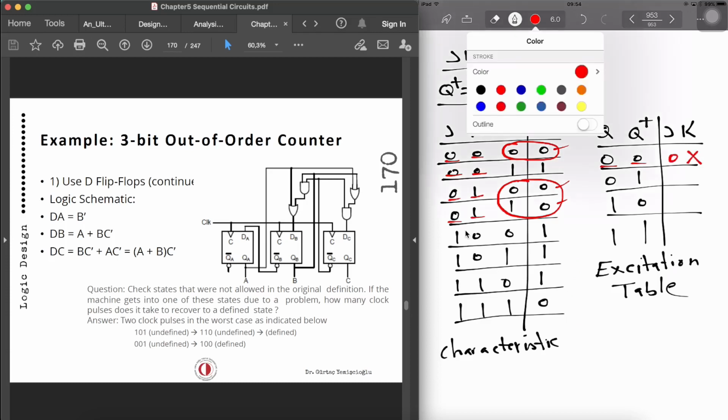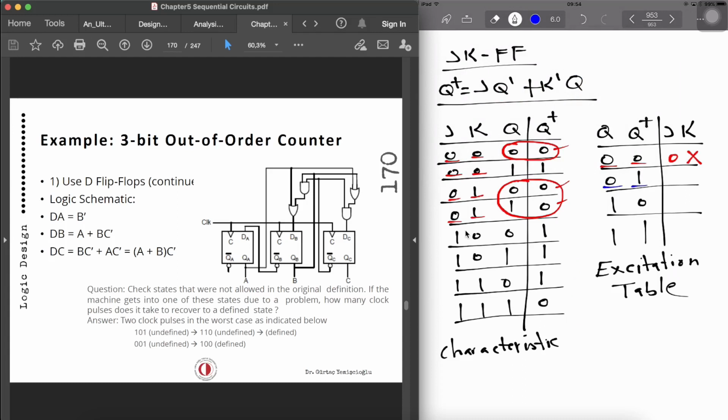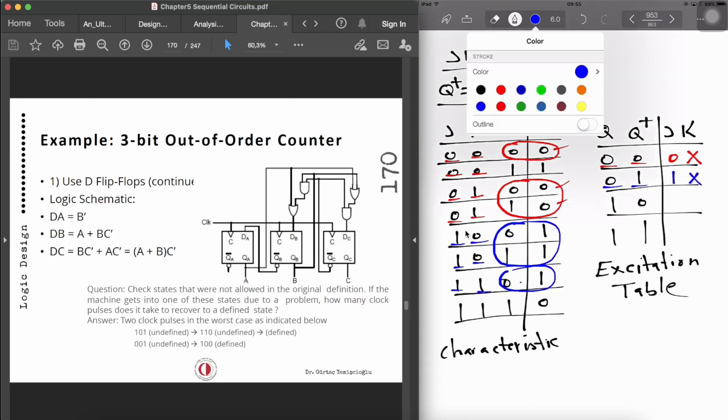Then we look at 0, 1. So the present is 0, next is 1. There are only 2 choices again. Either we are setting, so in both cases it's going to give you 1, or it's just a complement because the present is 0, next is 1. So in those cases, as you can see, J is 1, but K is changing. So 1 and X.